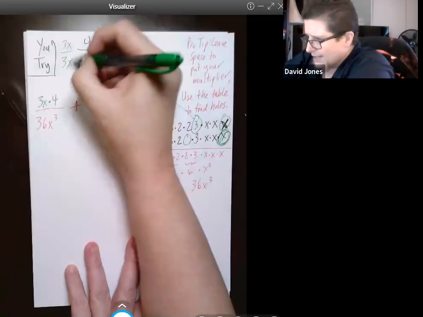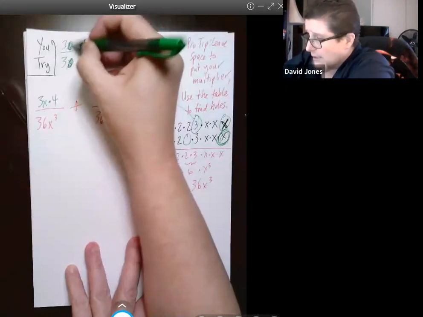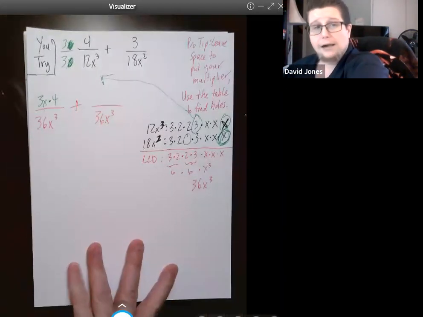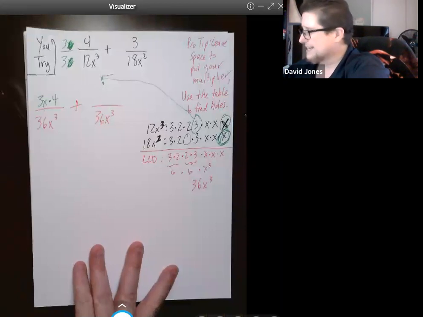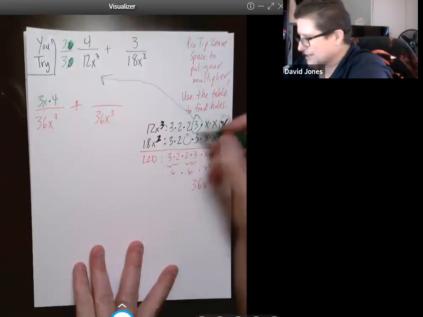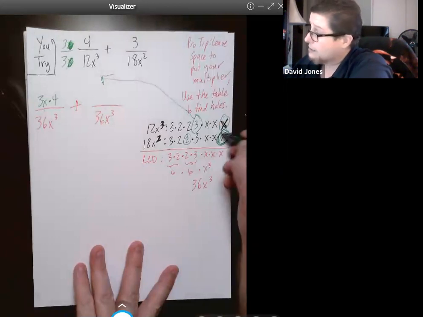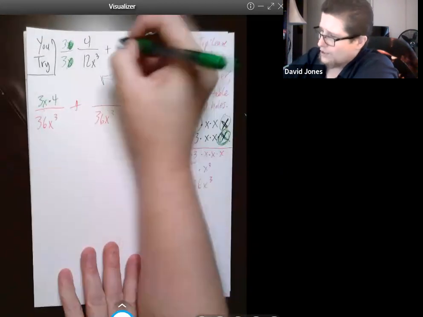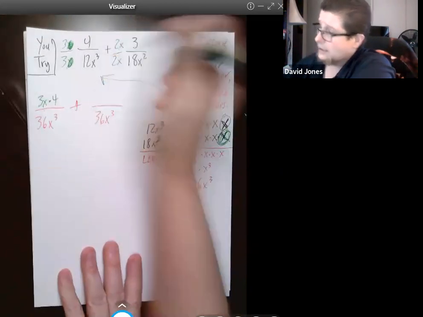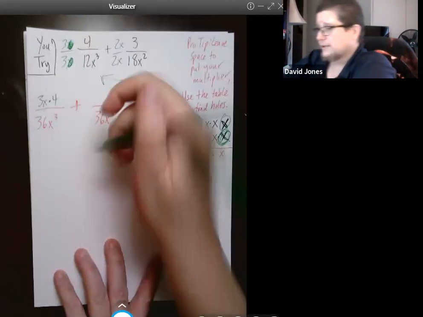So that didn't have an x. That just had a 3. Sorry. Went too fast. This one's got the 2 and the x. There we go. So we'll multiply this one by 2x over 2x. 2x times 3.